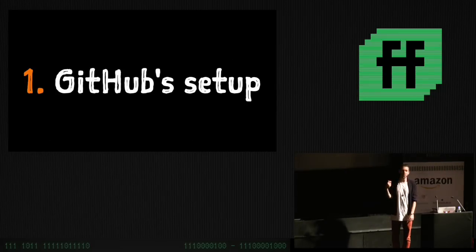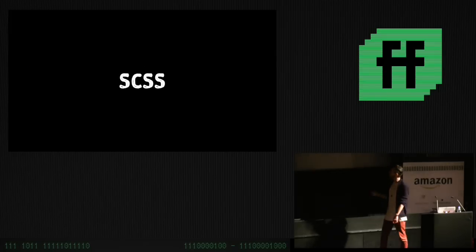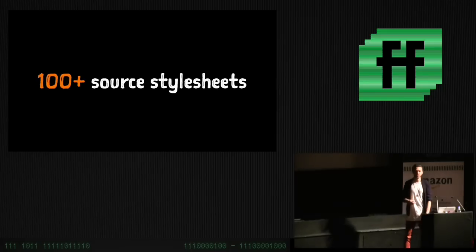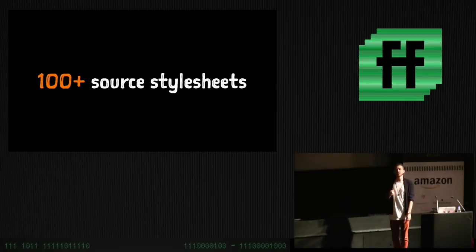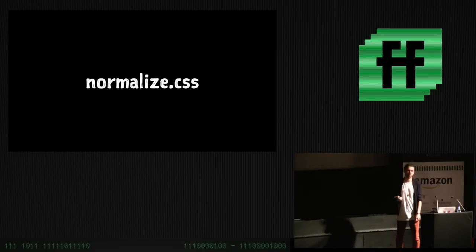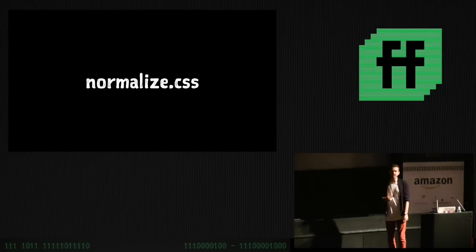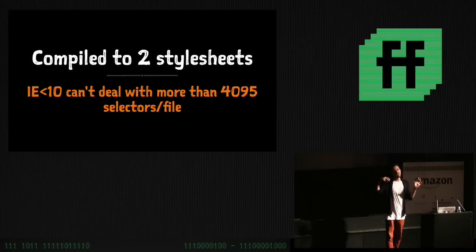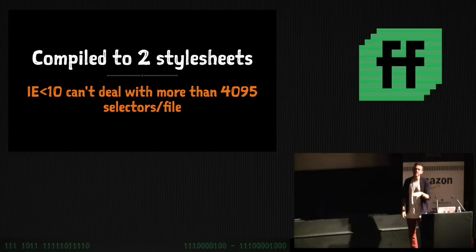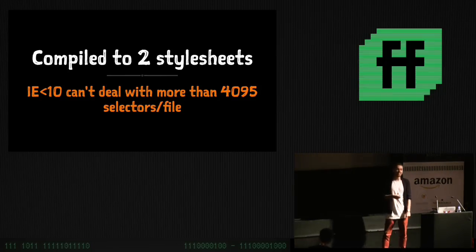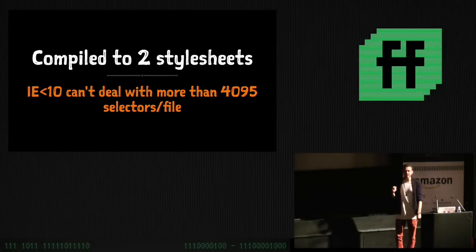We're just getting started, so let's get to it. GitHub setup is a no-brainer, basically. We have Sass as the chosen pre-compiler. There are more than 100 source style sheets, of which basically only one is a third-party one, normalize.css, and then everything else is just utility classes and view-specific style sheets. Everything is compiled down into two style sheets, and that's only because there's a limit in IE9 and below that you can't have more than 4,000 selectors per file, which is a mess. So it's called GitHub 1 and GitHub 2.